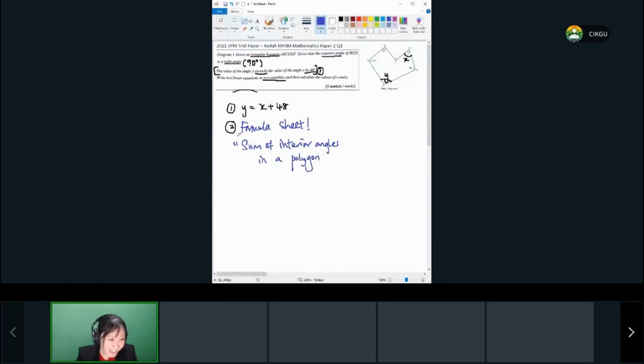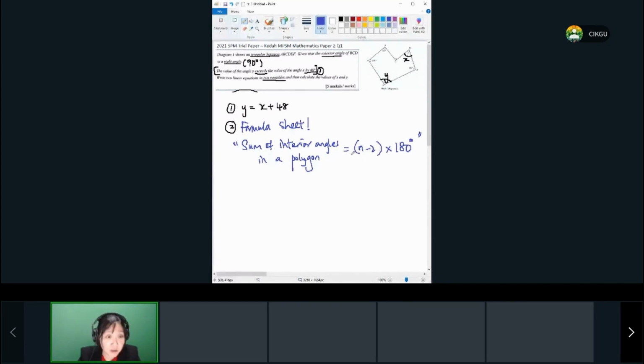Hasil tambah sudut pedalaman. Angles is sudut, interior is inside, so dalam. So hasil tambah sudut pedalaman polygon. This one is in Malay. The formula is n minus 2 times 180 degrees. You should find this in the formula sheet. This is what we're going to use here.